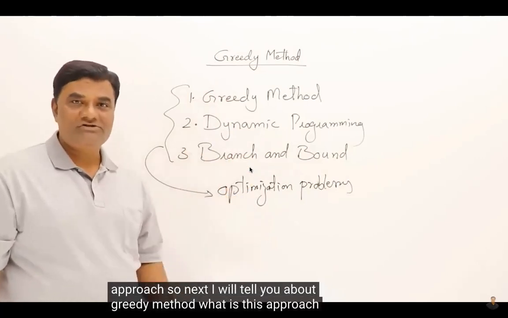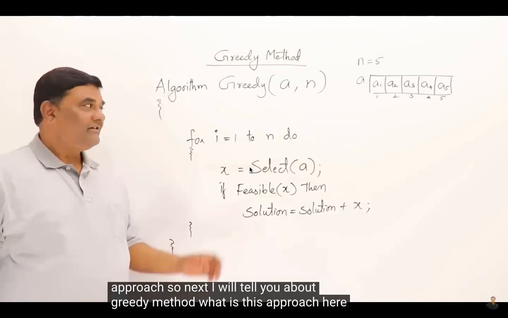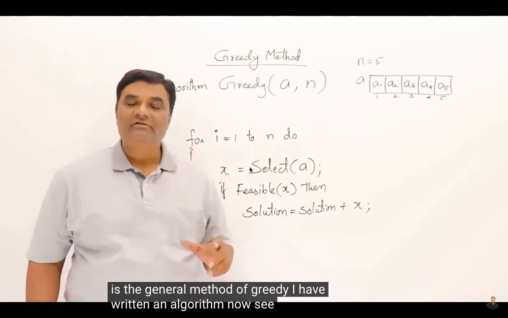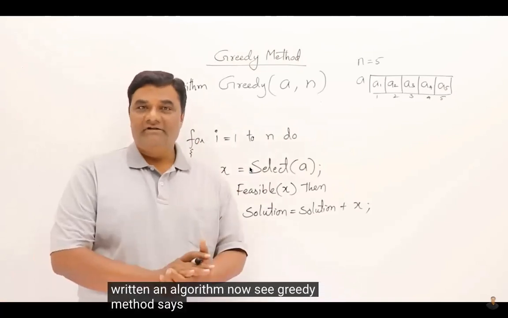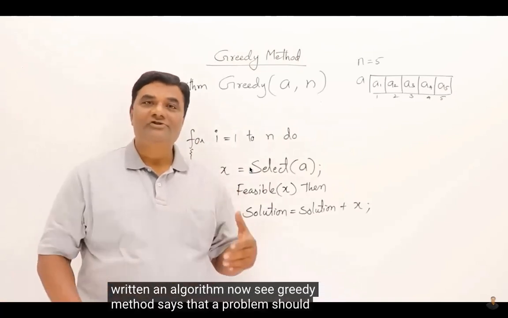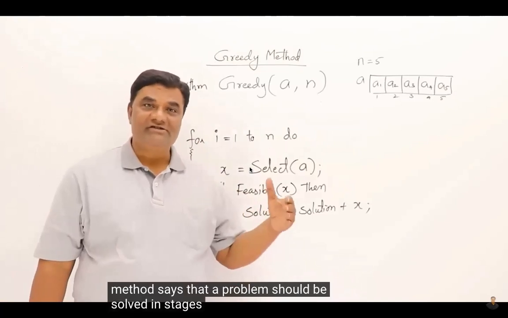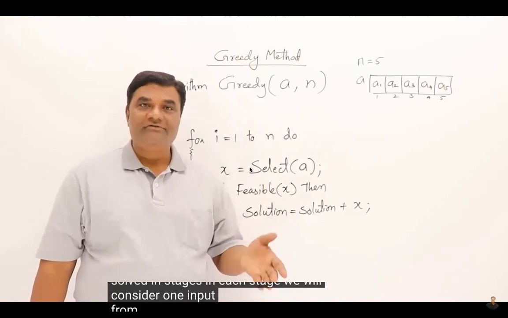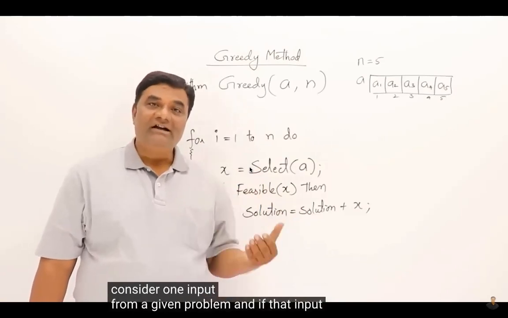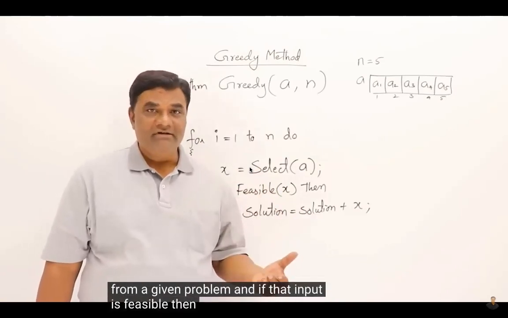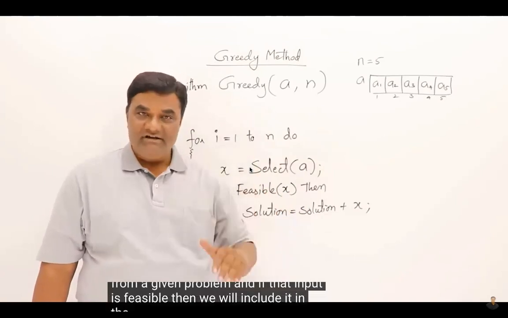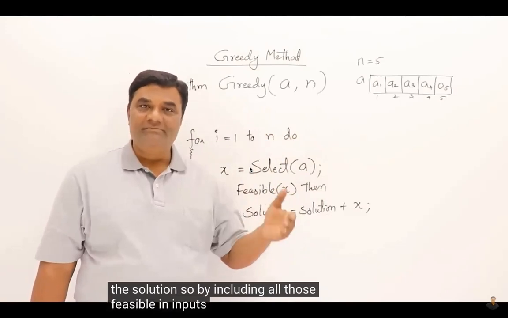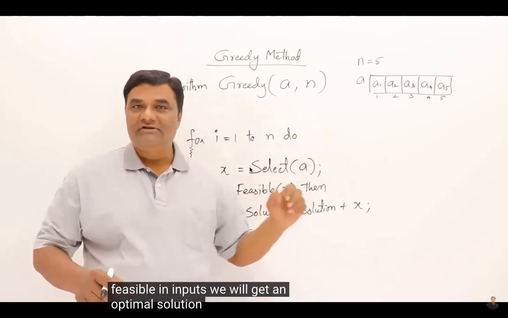What is its approach? Here is the general method of greedy. I have written an algorithm. Now, see, greedy method says that a problem should be solved in stages. In each stage, we will consider one input from a given problem. And if that input is feasible, then we will include it in the solution. So by including all those feasible inputs, we will get an optimal solution.